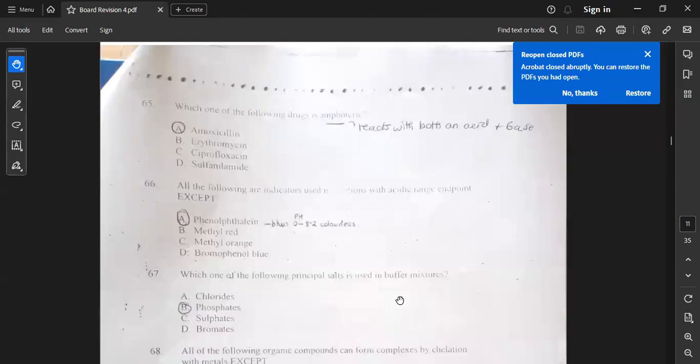Number 66. All of the following are indicators used for reactions with an acidic range endpoint, except. So, which among the following is not an indicator that is used for a reaction that has an acidic range endpoint?